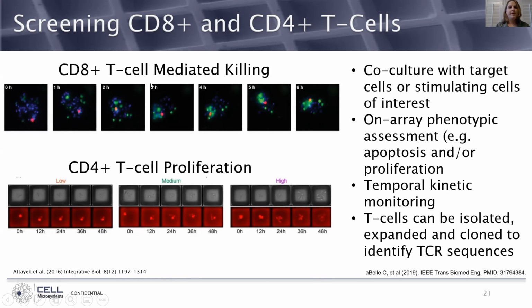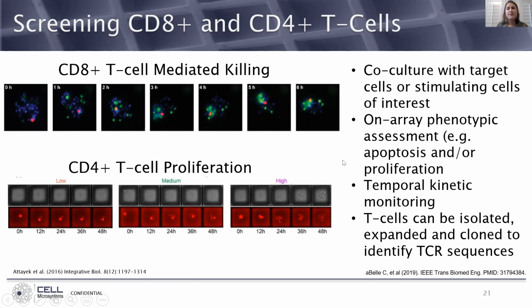In the top example, they pre-sorted CD8 positive human T-cells out of patients, and then they cultured the cells with target cells on the array and assessed the formation of apoptotic bodies over time. You can see that at 0 hour, there's no apoptosis, and by 6 hours, that GFP signal is indicative of apoptosis starting. The converse of this was they began with CD4 positive T-cells for proliferation assays, which they co-cultured with stimulating cells of interest. The cells were pre-stained with CellTracker Red, which you can see down here, and then they monitored the loss of RFP as an indication of proliferation over time.